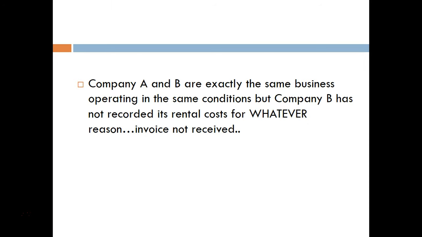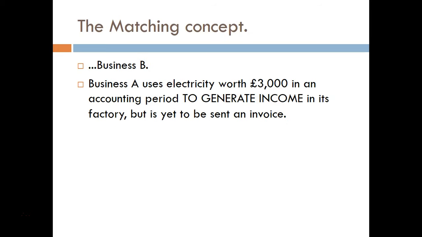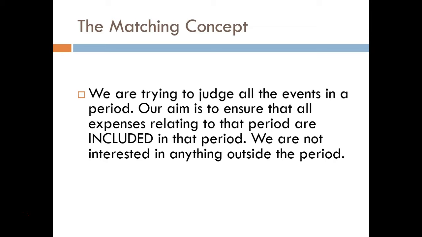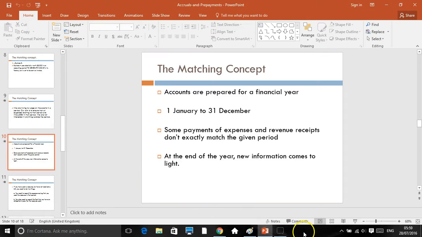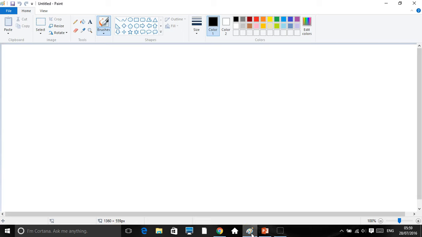Now we've just discussed this, and this is what we're saying. Company B, exactly the same conditions, has not recorded the rental cost for whatever reason, because the invoice has not been received, but it's really important that it does. And this is the 3,000 I've talked about. Our aim, again, is to ensure that all expenses relating to that period are included in that period. We're not interested in anything outside the period. Right, so let's play with that and see how that works.